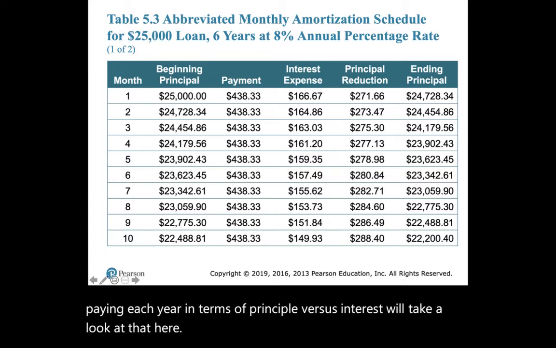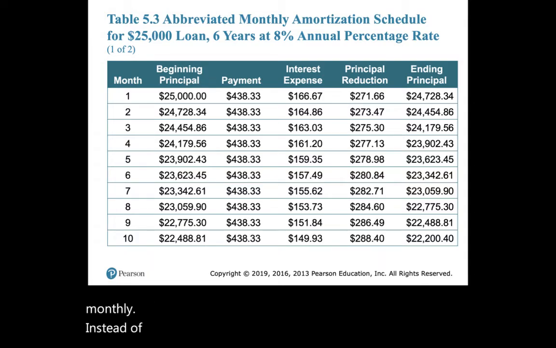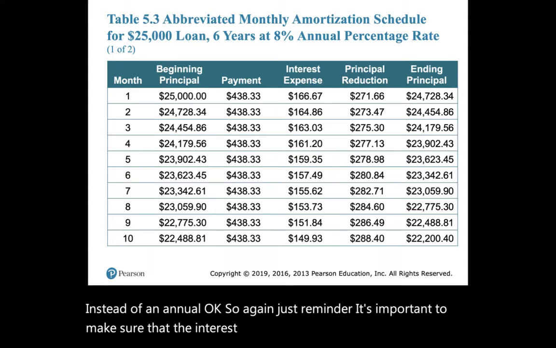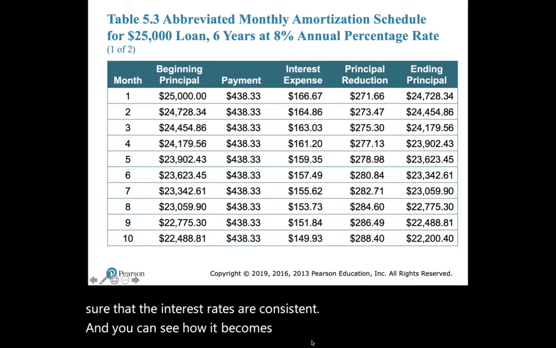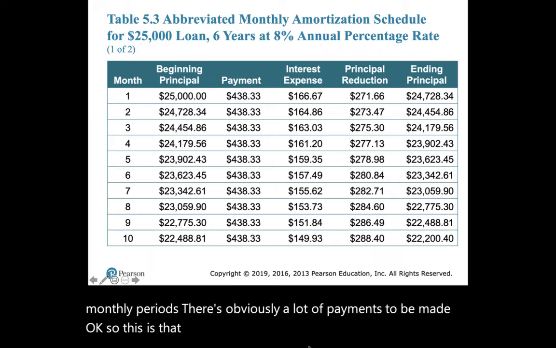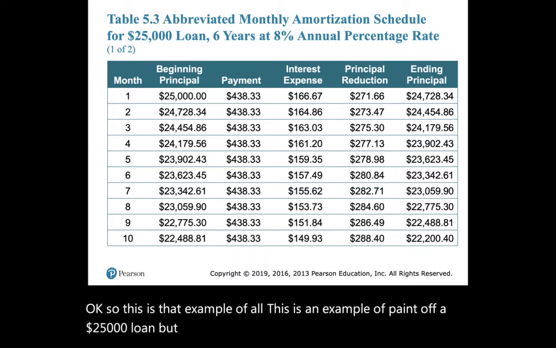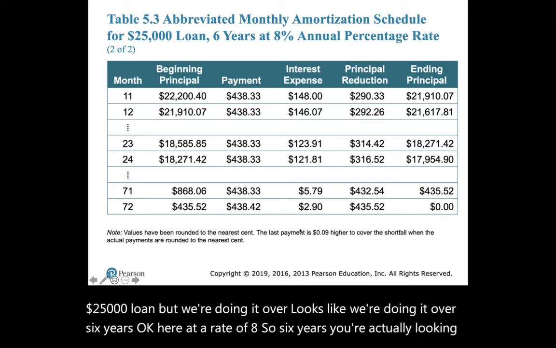Just like we looked at previously, but as you can see here now, it's monthly instead of annual. Again, just a reminder, it's important to make sure that the interest rates are consistent. Particularly when we're looking at monthly periods, there's obviously a lot of payments to be made. This is an example of paying off a $25,000 loan over 6 years at a rate of 8%. So 6 years, you're actually looking at 72 payments until we pay it off.